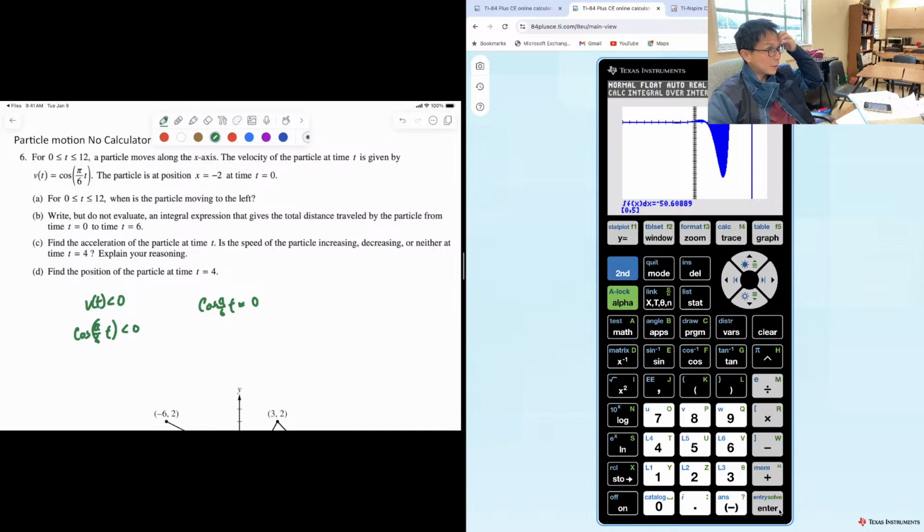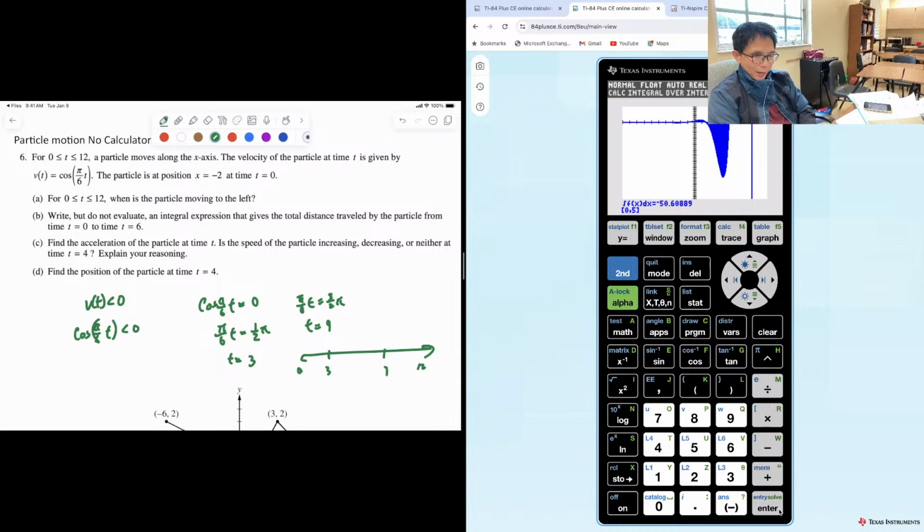When does cosine equal 0? At pi over 2. Okay, so pi over 6t is equal to what? Half pi, right? Yeah. So pi and pi cancel, so t is equal to 3. And pi over 6t equal to 3 over 2 pi, so t is equal to 9. And you have to do a number line between 0 to 3 to 9 to 12.